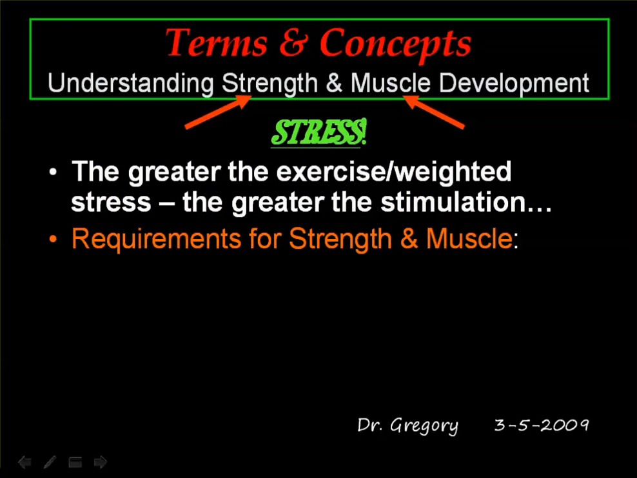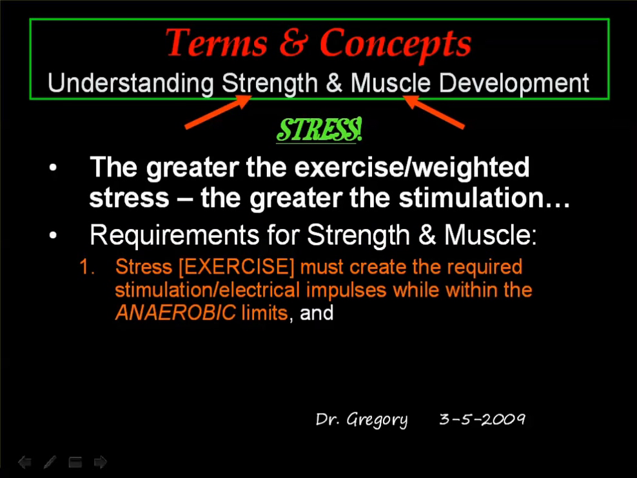So let's understand two basic requirements for you to develop strength and then muscle. Stress. The first basic component is, as just discussed, the stress or the weighted resistance. However, this stress must be sufficient to create the required electrical impulses or the electrical response. And notice it has to be within the anaerobic limits, which is a very critical point. And I'll go into this in more detail before we conclude this seminar.